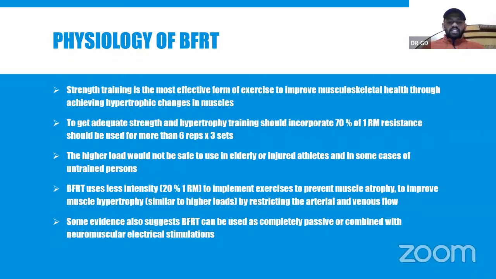Some evidence also suggests passive blood flow restriction combined with muscular stimulation can be applicable in very hyperacute cases where even normal isometrics are not possible. So you just use the blood flow restriction training cuffs and use the muscle stimulator multiple times in a day, definitely worth doing.